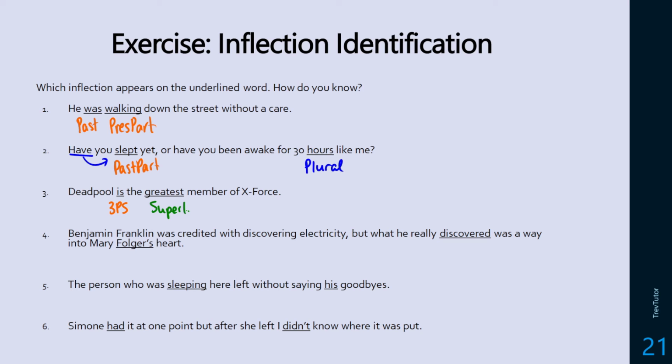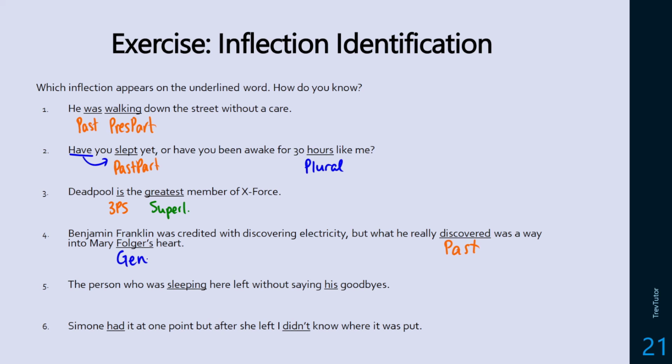Okay, Benjamin Franklin was credited with discovering electricity, but what he really discovered was a way into Mary Folger's heart. And that was so romantic. So what he really discovered, we have no auxiliaries. This is just regular past tense. And then on the actual noun itself, this is where we have the genitive.